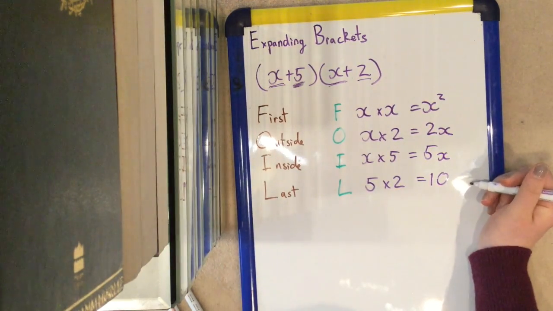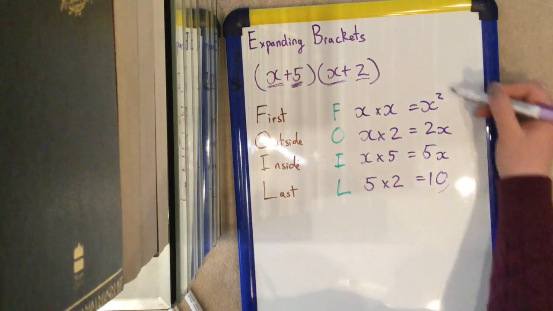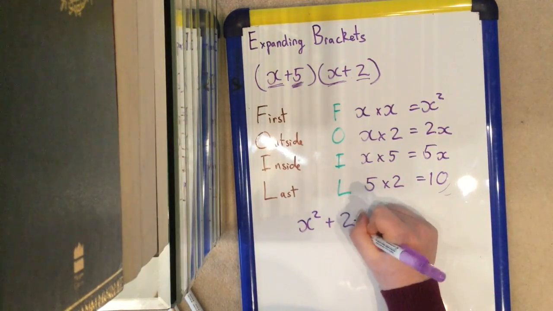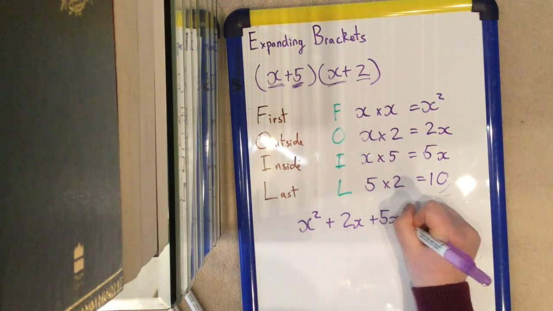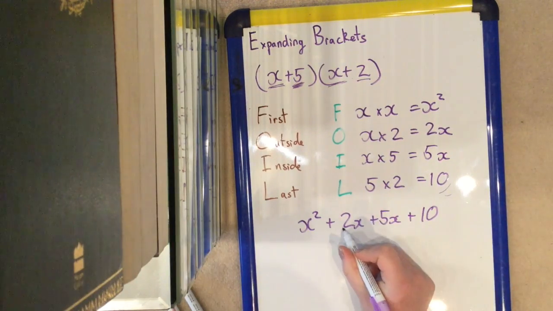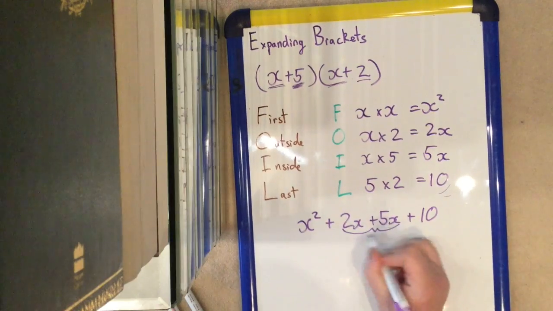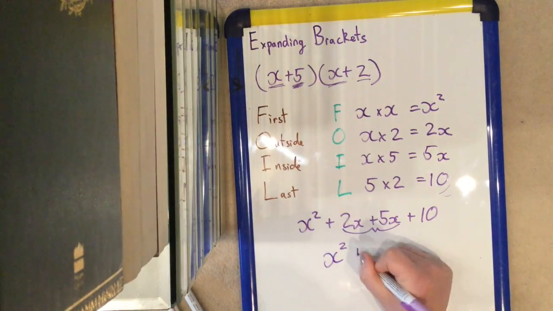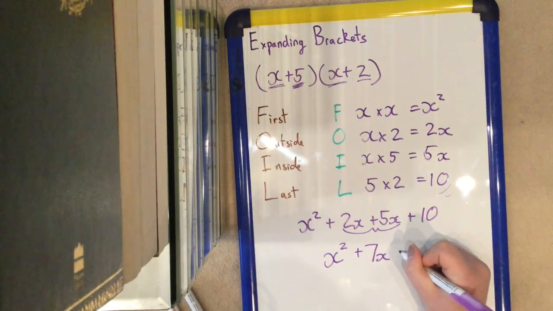The last thing you do in this method is you then combine all of these 4 terms. So x squared plus 2x plus 5x plus 10. And these two, as you can see, are the same x power, so we can add them together and get x squared plus 7x plus 10.